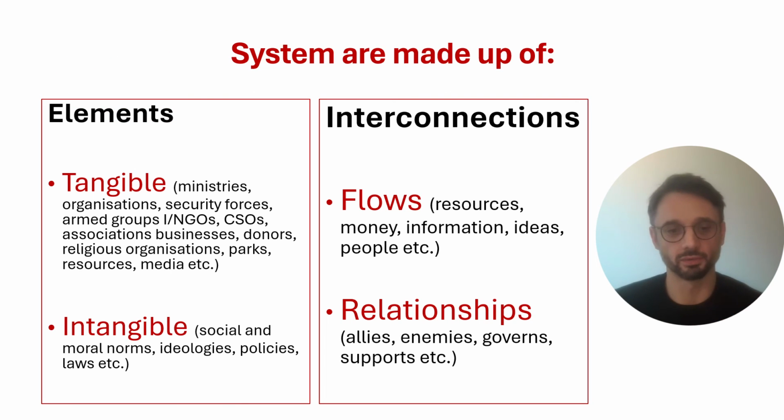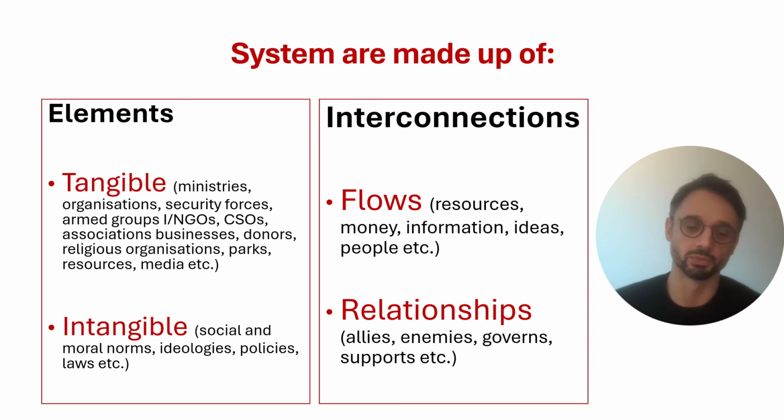As we argued in a previous video, systems are made up of a couple of types of building blocks. On the one hand, we have elements, both tangible and intangible. The tangible elements are those elements of a system that activists can easily see and grasp and that are visible to most of us. They may include ministries, security forces, civil society organisations, companies, features of the terrain, media organisations, buildings. These are all very tangible and quite simple to point to.